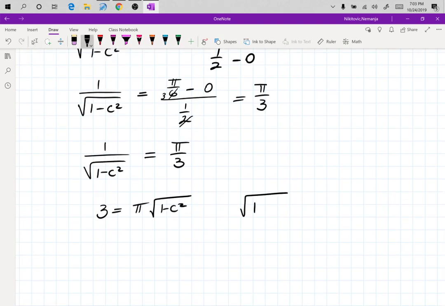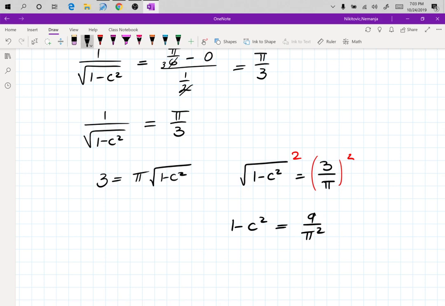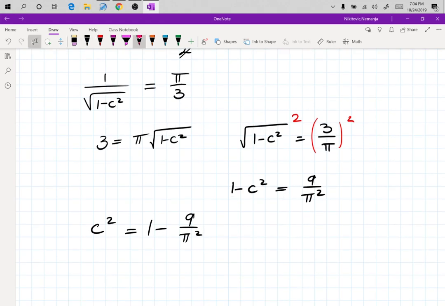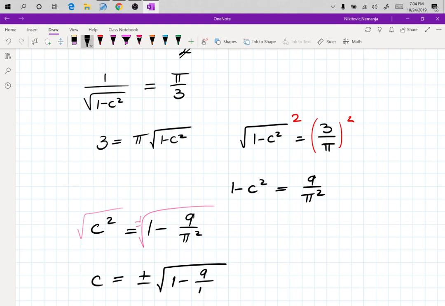So the square root of 1 minus c squared is equal to 3 over pi. Square both sides to kill the root. You get 1 minus c squared is equal to 9 over pi squared. Then get c squared alone. So c squared is equal to 1 minus 9 over pi squared. And then square root both sides, and don't forget plus minus, to get that c is equal to plus minus square root of 1 minus 9 over pi squared.